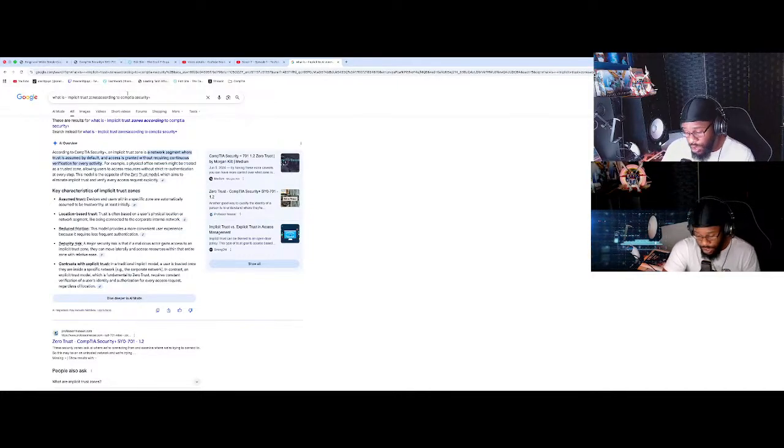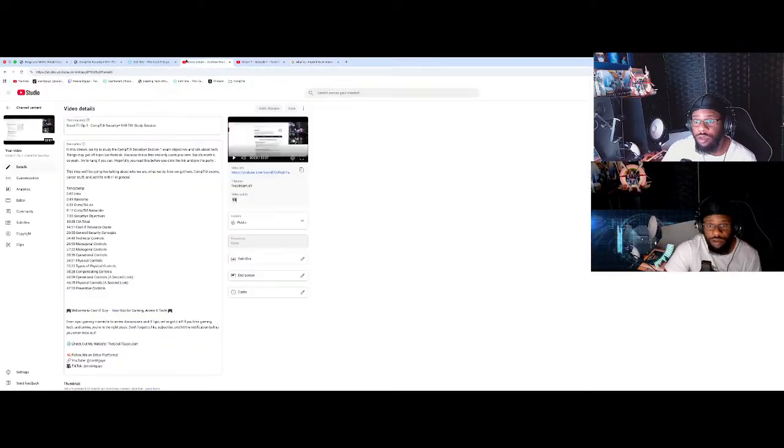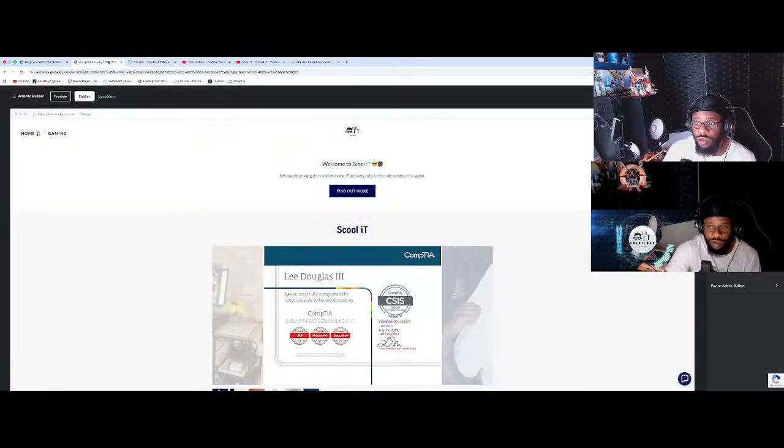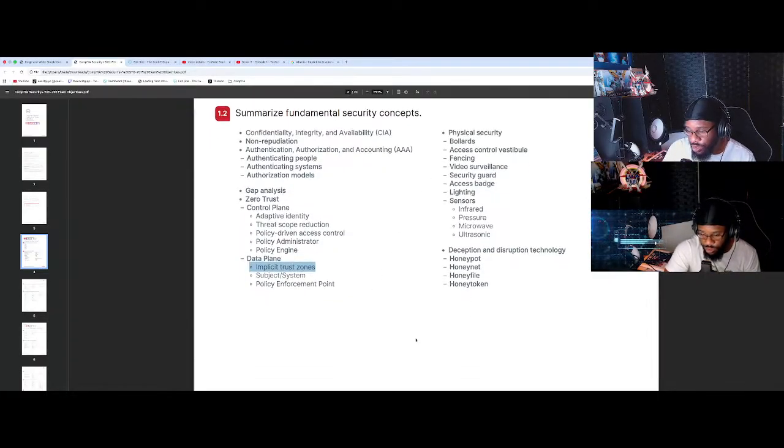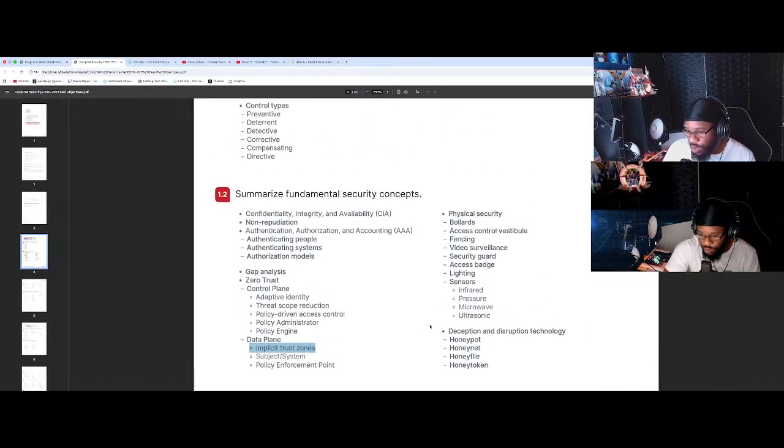Wow. So we are already at 50 minutes, and we still have another section to go. So I'm going to do a part 2 of this tomorrow. Stop right here at implicit trust zones. I'm going to go get something to eat, drink some water, come back with a fresh mind, and I'm going to try to make better notes as I go through this.